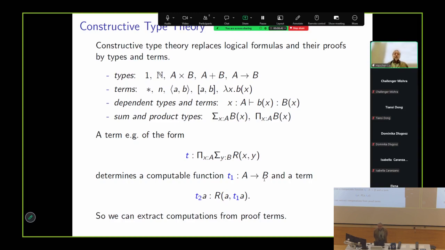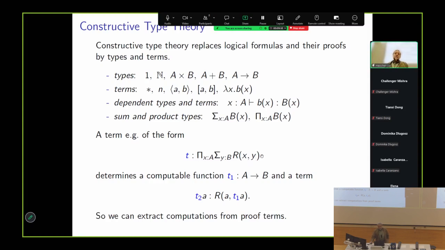So a term of this complex type automatically determines a computable function which can be extracted from a proof of this type. The terms, again, are proofs. The types are propositions. And this corresponds to the proposition which says for all x, there exists a y such that rxy. So if you are a logician, you'll recognize that as the axiom of choice. So a curious feature of this system is that you can prove the axiom of choice constructively in the system.